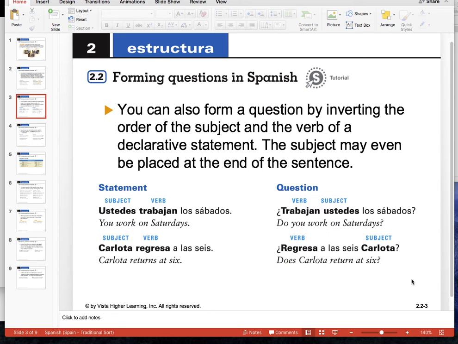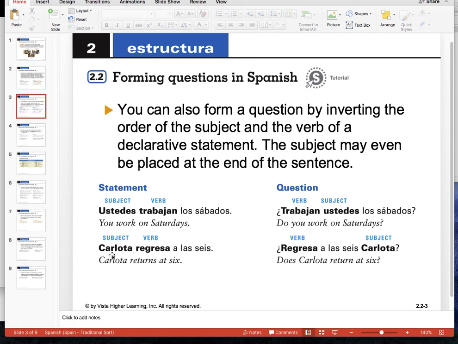You can also form a question by inverting the order of the subject and the verb of the declarative sentence. This also can make it more obvious. So if we look at a statement here, it says, Ustedes trabajan los sábados. So the subject is first and the verb. Whereas with a question we say, ¿Trabajan ustedes los sábados? But you'd still do the voice pitch change too. But you notice that the verb and subject switch there.